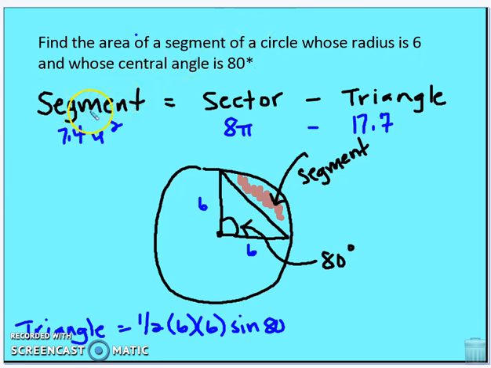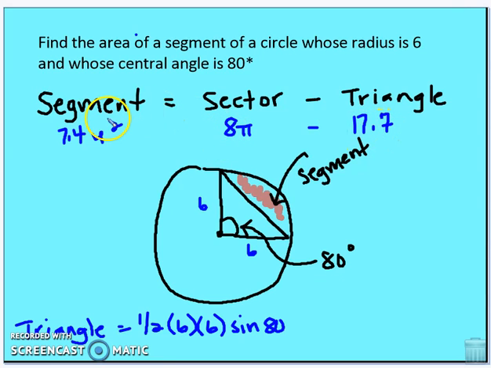All right, so the segment is equal to the sector, which we found to be 8 pi, minus the area of the triangle. We know that the side lengths of the triangle are 6 and 6 because of the two radii, and we know that 80 degrees is the central angle. Based on what we learned before about areas of triangles, the area is 1/2 the two side lengths times the sine of the included angle. 1/2 times 6 times 6 is 18, times the sine of 80, and you should get approximately 17.7.